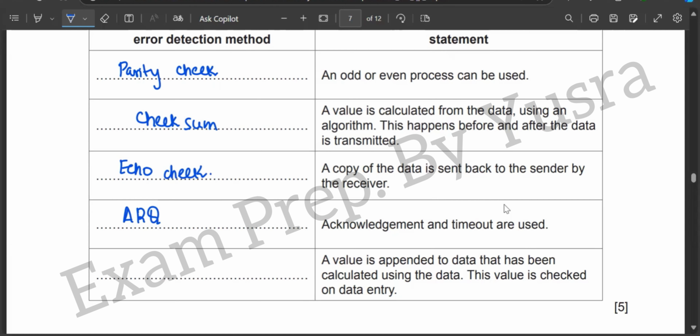A value is appended to the data that has been calculated. Using the data, the value is checked on data entry. This is check digit.